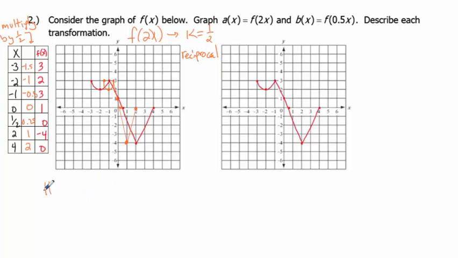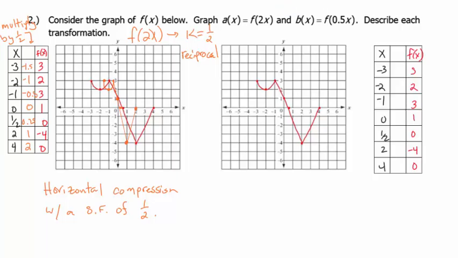So this is going to be a horizontal compression with a scale factor of 1/2. And remember, that comes from the reciprocal of what was inside of the parentheses. So your horizontal compression is going to be different than how we did the vertical. Okay, let's look at the second example.